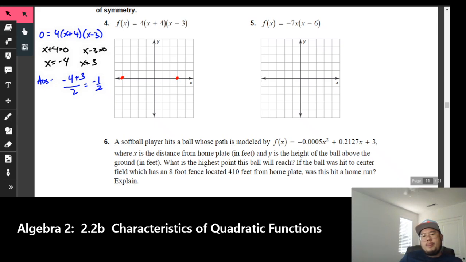Now, at negative 1/2, I'll go ahead right here, drop that down, there's your axis of symmetry. And it's x is equal to negative 1/2. Okay, don't forget, it's the equation of a line.